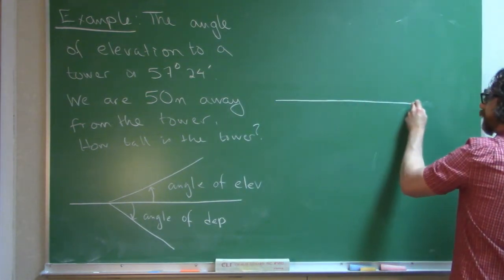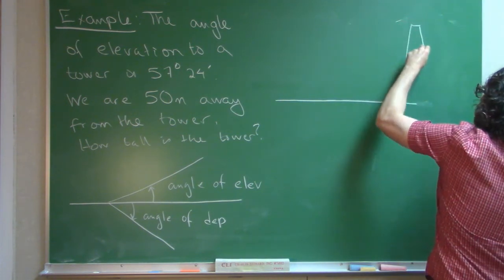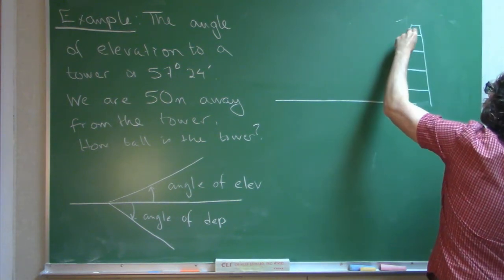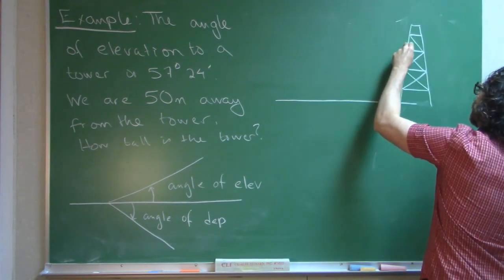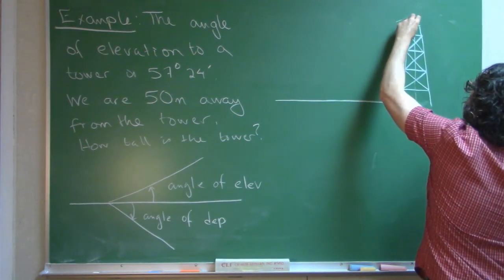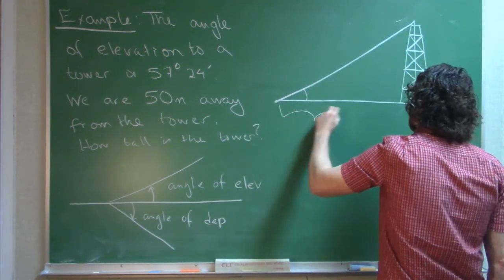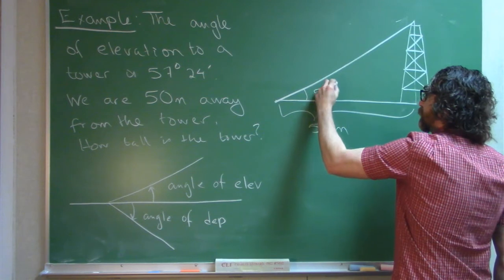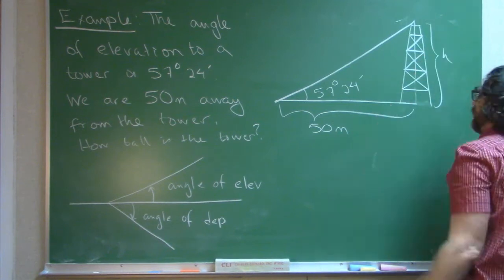So here's our picture. Let's pretend it's like a radio tower or a cell phone tower or what have you. So we've got a situation looking like this. We're looking up at the tower. We're over here, 50 meters away from the tower. They tell us this angle is 57 degrees 24 minutes. And we want to know the height of the tower.